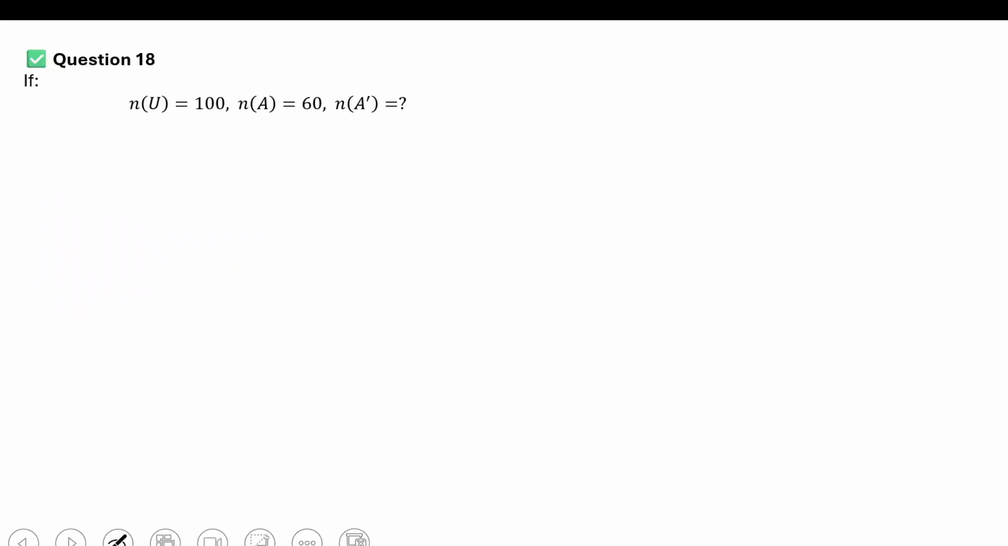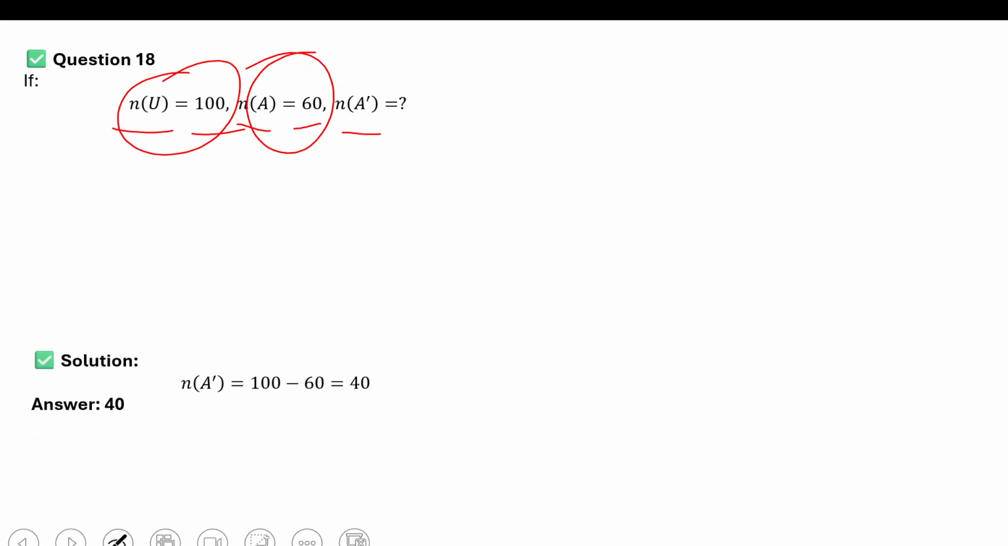Okay, so if the number in the universal set is 100, and the number in A is 60, what is A prime? The number in A prime is 40 already. Why? Because the universal set minus 60 will give me 40.